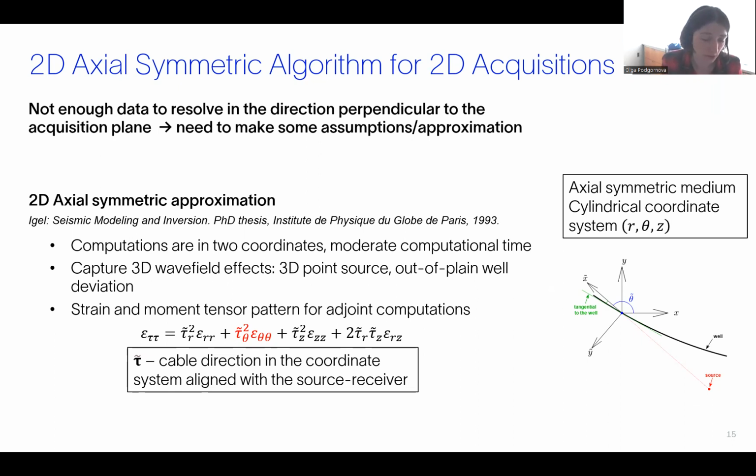In a lot of cases, we have just walkaways or multi-offset VSP jobs done. In this acquisition, we just don't have enough resolution in the whole 3D space. We have sensitivity around the acquisition plane, but we can't resolve far away from it. So anyway, we need to use certain 2D assumptions. The common way to do it is to assume laterally invariant medium properties, so perpendicular to the acquisition plane the medium properties are assumed to be invariant. But here we use the axisymmetric approximation, which is used a lot in global seismology.